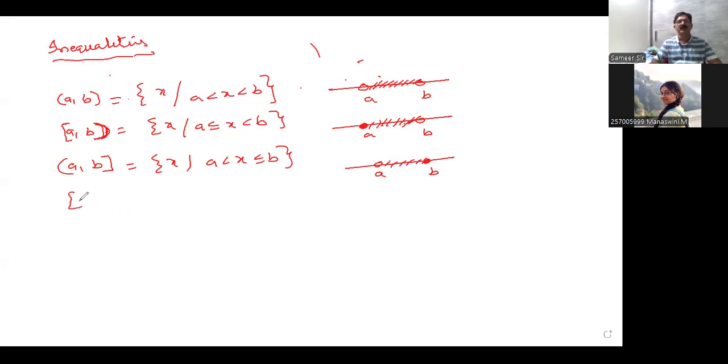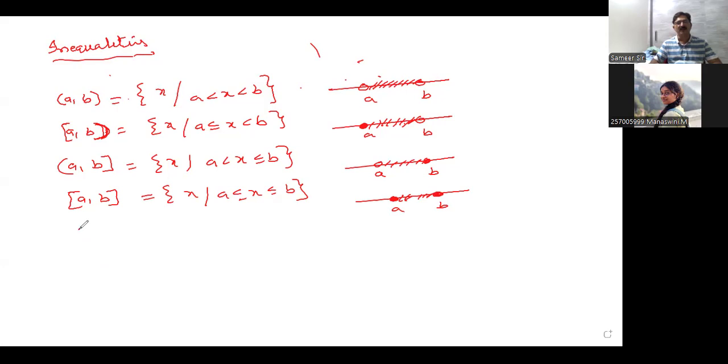In the next one, [a, b], if I write like this, that means this is a closed interval. So here x can take a as well as b. Graphically, both the circles are closed, and all the values which lie between.